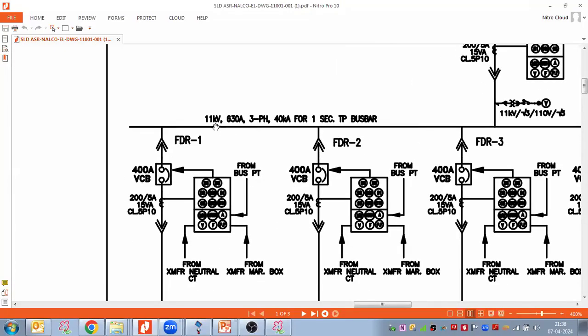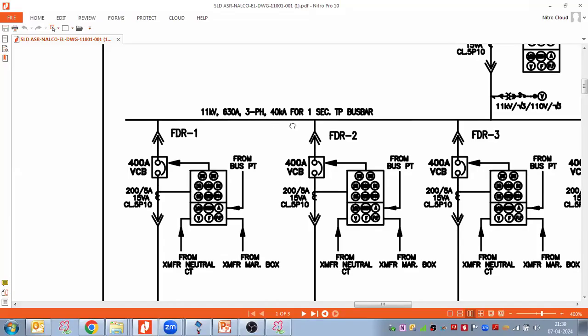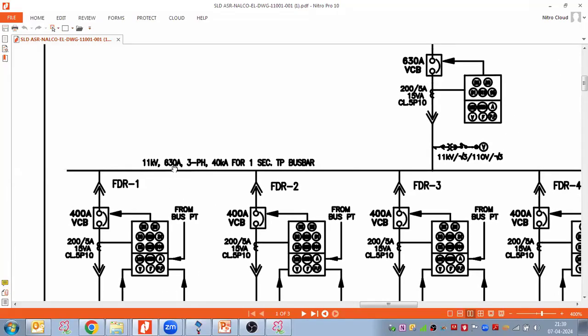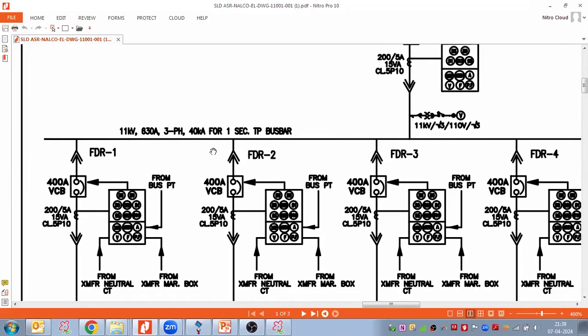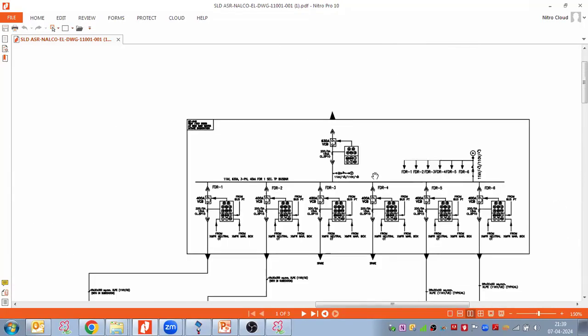Then here we have the 11 kV bus bar, 630 ampere, 3-phase. Generally, we take the bus bar rating equal to the incomer rating. So with a 630 ampere VCB, we have to take a 630 ampere bus bar rating here. It is a 40 kA for 1 second, 3-phase bus bar.